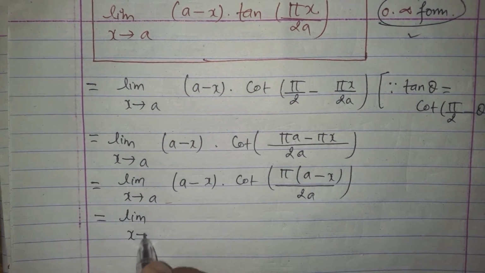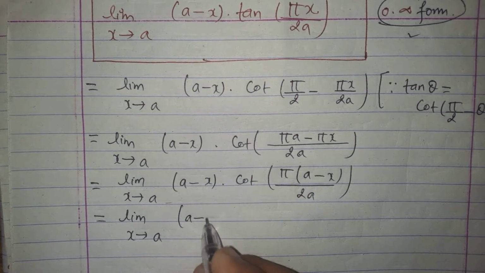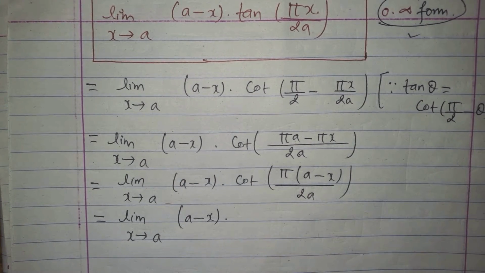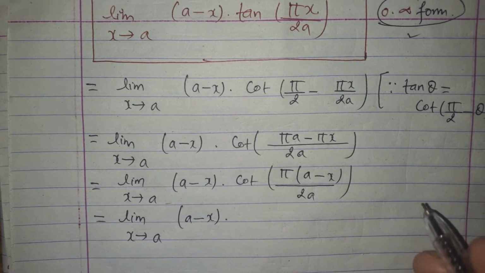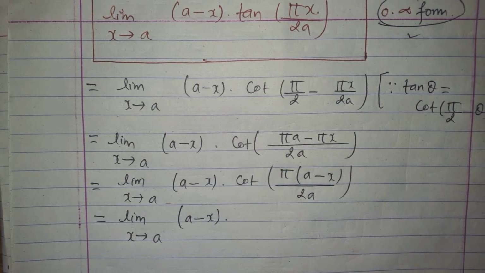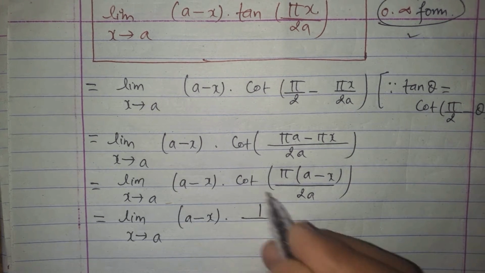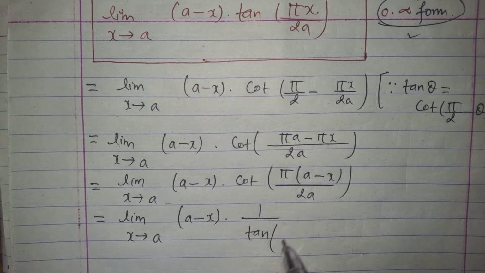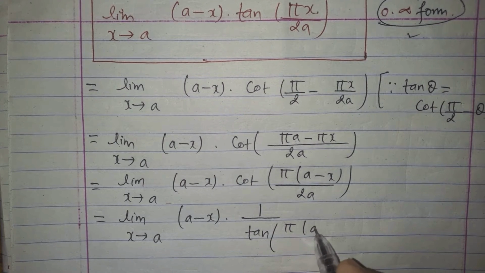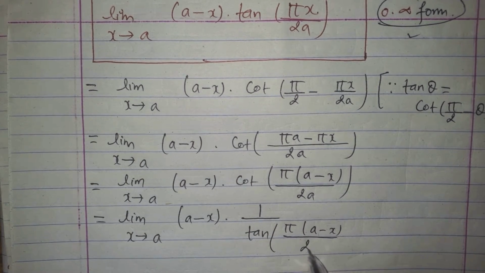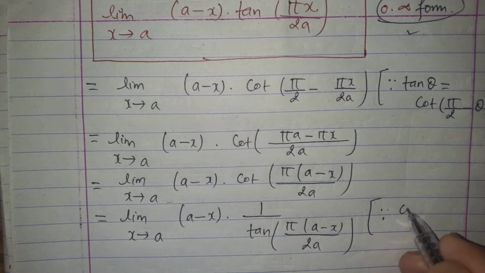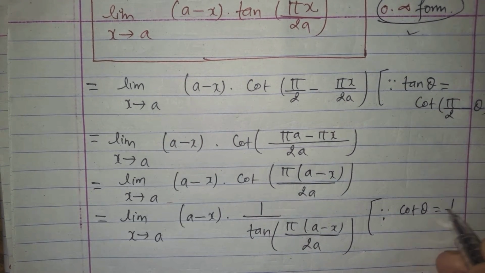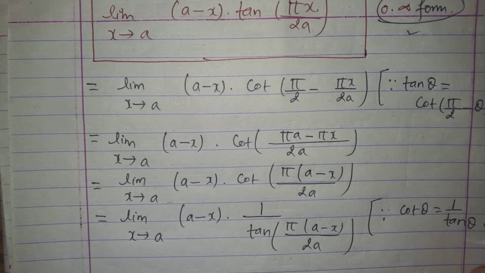Limit x tends to a of the function a minus x times the cotangent of this, and cot theta can be written as 1 over tan theta. Let's write it in the tangent form. This can be written as tan of pi times a minus x over 2a. Here in this step we just apply the formula cot theta is the same as 1 over tan theta.